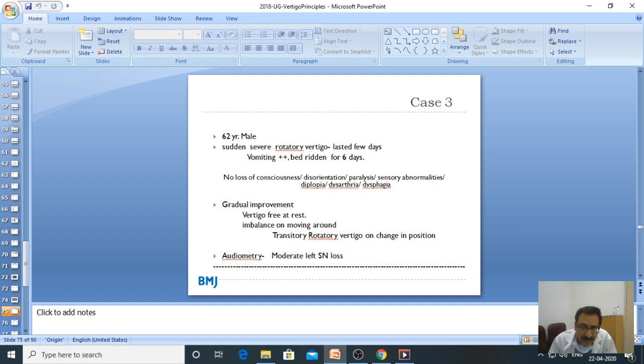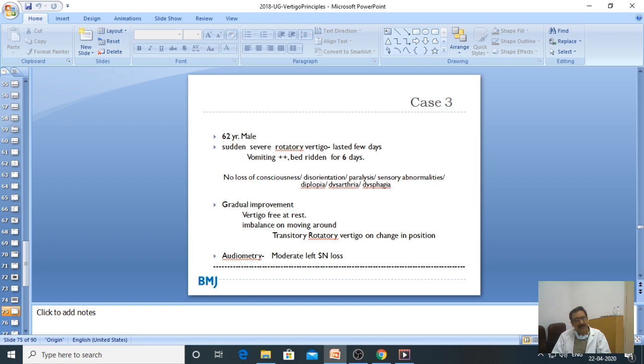So what does that tell you? It tells you that probably the brainstem wasn't affected because nothing that you expect around the vestibular nucleus is affected. And then he got gradual improvement, he got better within a few days and he started moving around, but he continues to have some transitory vertigo on change in position. So what does that tell you? It tells you that he got better quite spontaneously, maybe with some treatment, but he got better.